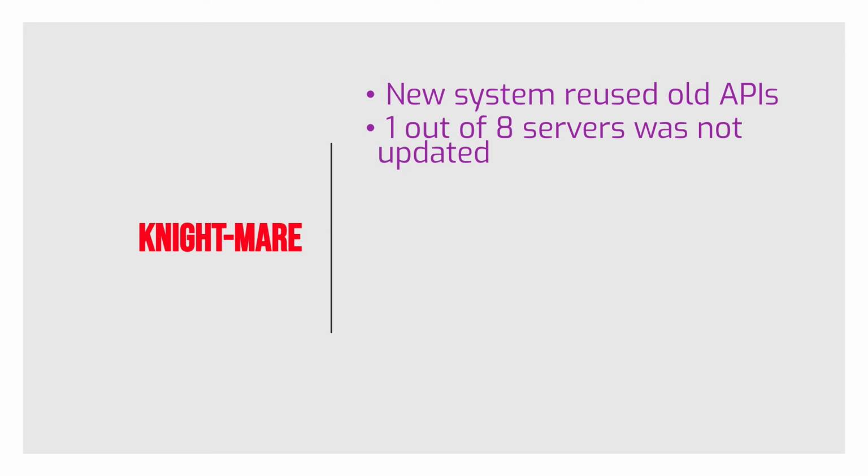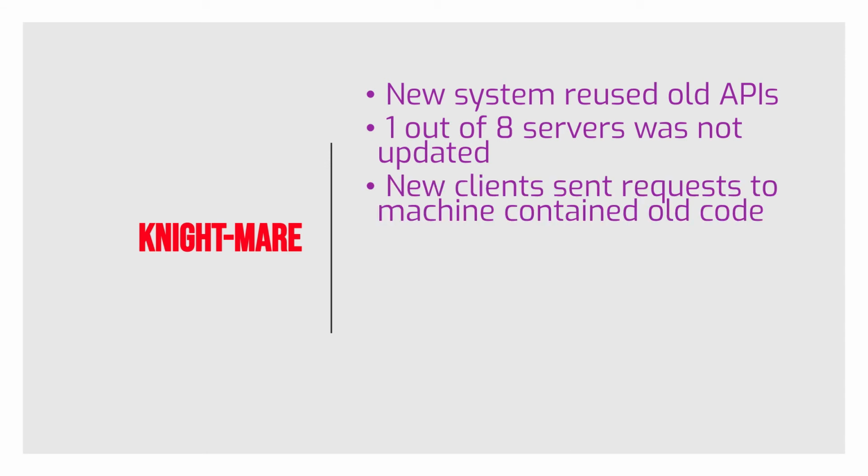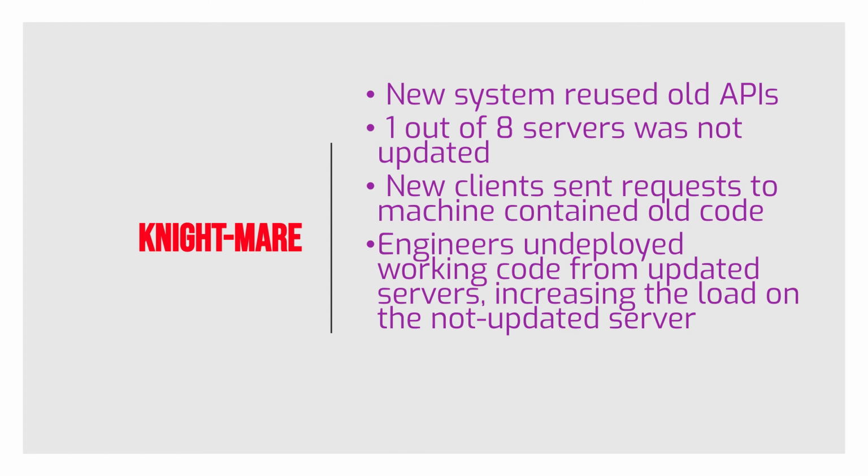So they decided they were keeping the old APIs, which is fine, and they just forgot to update one of the 8 servers, right? 7 servers were updated, one of them was not, and then new clients sent requests to machines that contained the old code. They noticed that it was doing some stuff that's not really related. If people wanted to buy, it just sold some stuff and acted very weird.